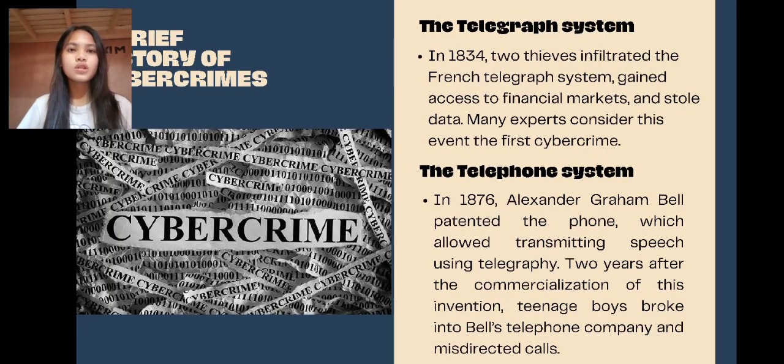The brief history of cybercrimes. The telegraph system. In 1834, two thieves infiltrated the French telegraph system, gained access to financial markets, and stole data. Many experts consider this event the first cybercrime. The telephone system. In 1876, Alexander Graham Bell patented the phone, which allowed transmitting speech using telegraphy. 2 years after the commercialization of this invention, teenage boys broke into Bell's telephone company and misdirected calls.